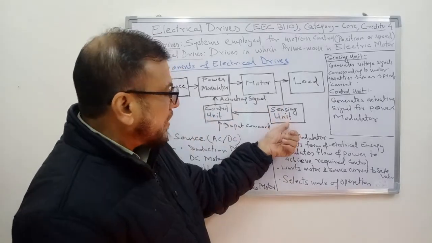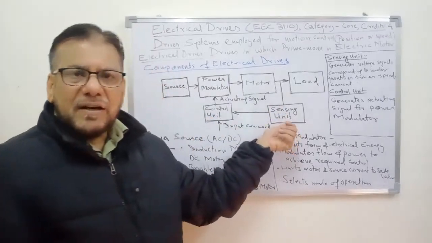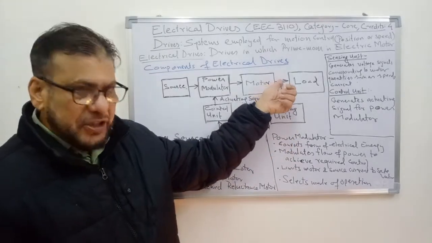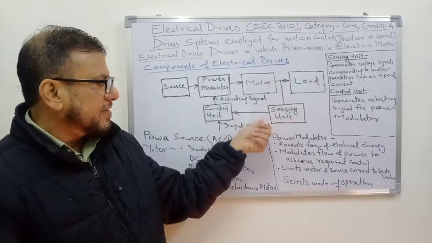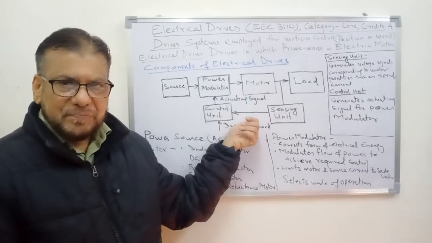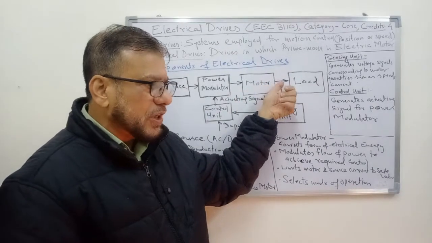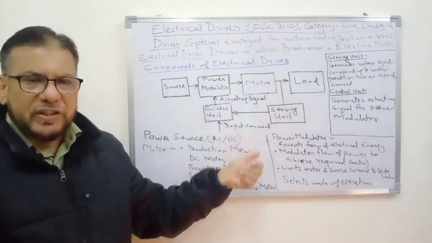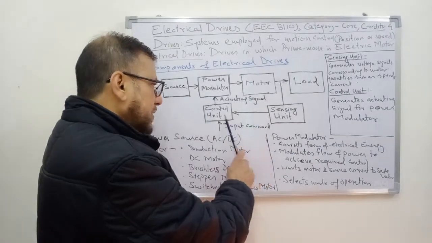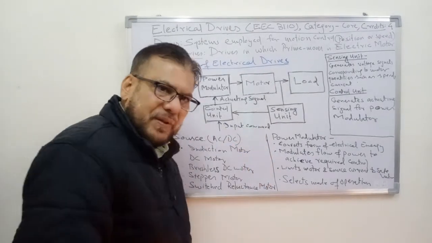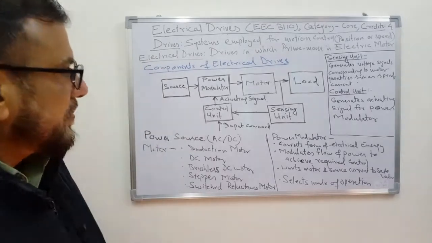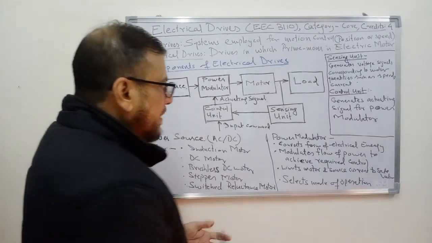So the sensing unit will convert the speed of the motor into a corresponding voltage signal, or the current of the motor into a corresponding voltage signal. So these signals will be given to the control unit. So this is the function of the sensing unit. Then the control unit.